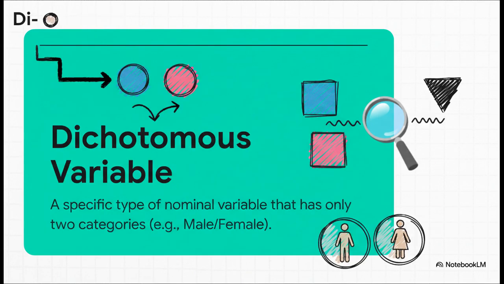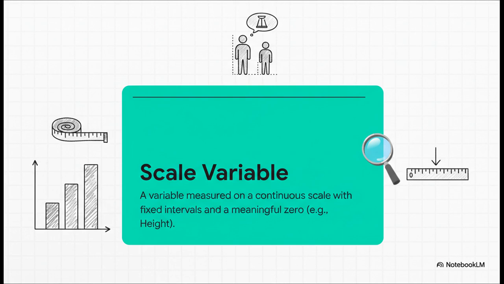Actually, our gender variable is an even more specific type of nominal variable. It's called dichotomous. That di prefix just means two. And that's exactly what this is, a variable with only two possible categories. In our case, it's male or female. You're in one group or the other. Simple as that. Then we have our scale variables like height and weight.